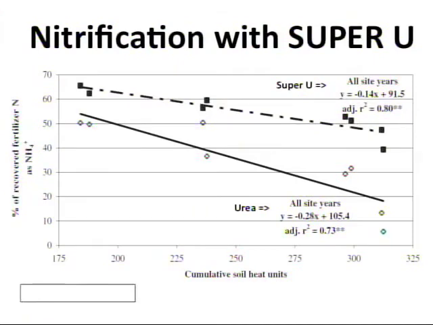Whereas if you use Super U, you can see there's a significant more of that material still in the ammonium form, which shows you that it is in fact slowing down nitrification, which is what the goal is. So I always point out that these products should be shown to do that.